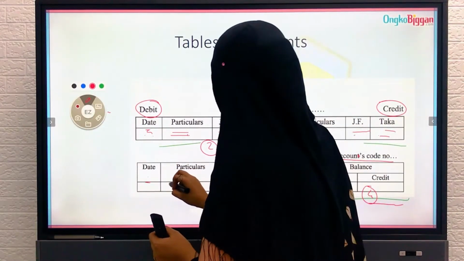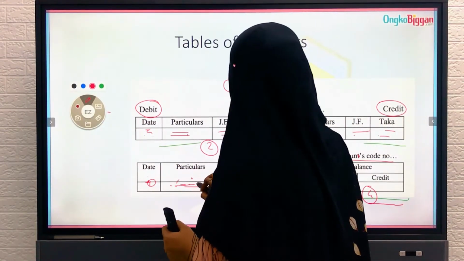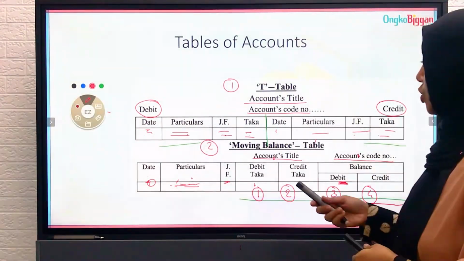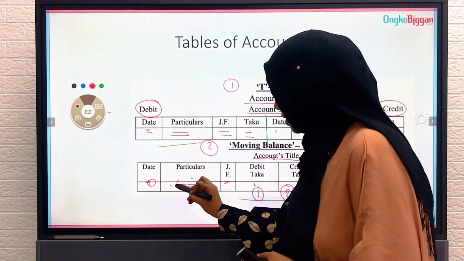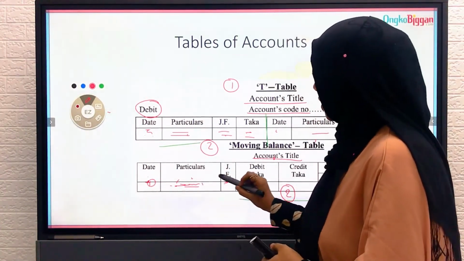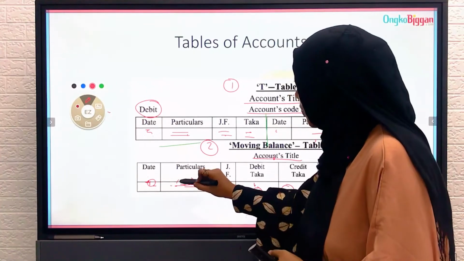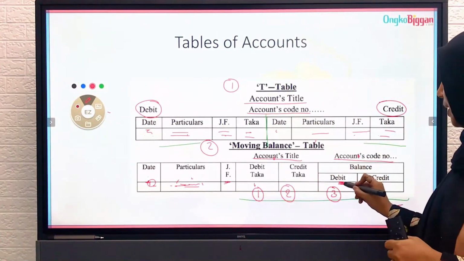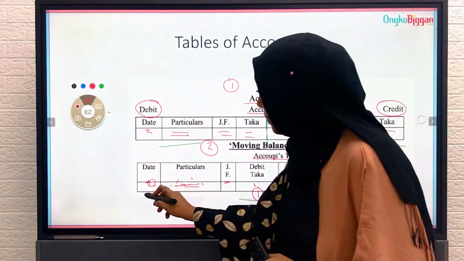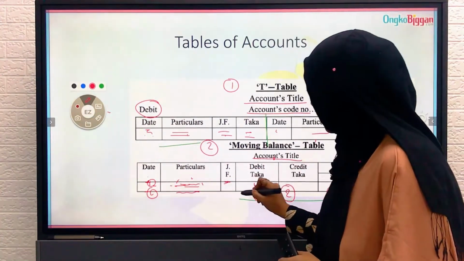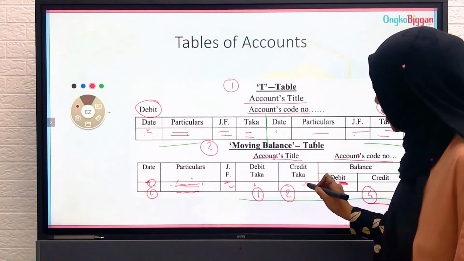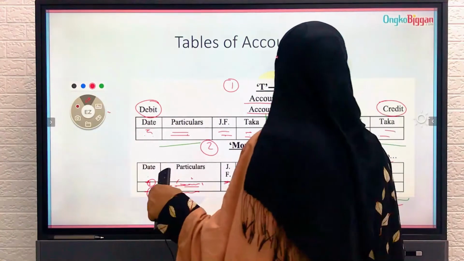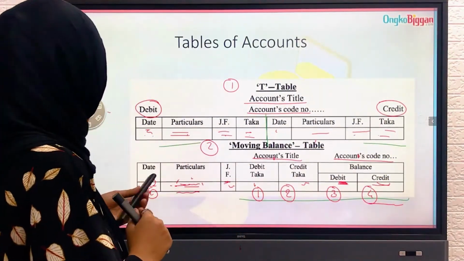Like we are writing here transaction number 1, we write the debit, and at the same time we have to write the balance as well. As I said, we keep recording the particulars when a transaction happens, and we write the description. If it is debit, then debit; if it is credit, then credit, and at the same time we have to write the balance over here. Same with number 2: description, folio number. If it is credit, then we make a balance and write it again. So these are the main features of the moving balance table and the T table.